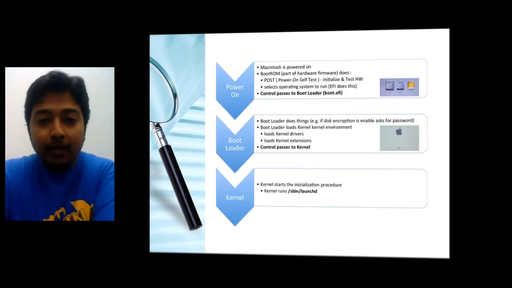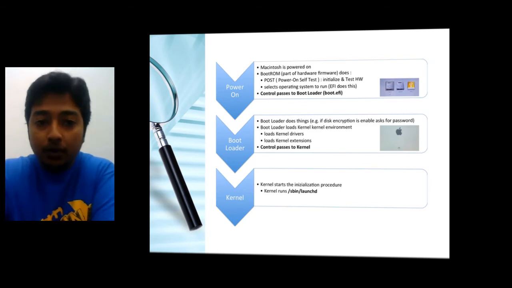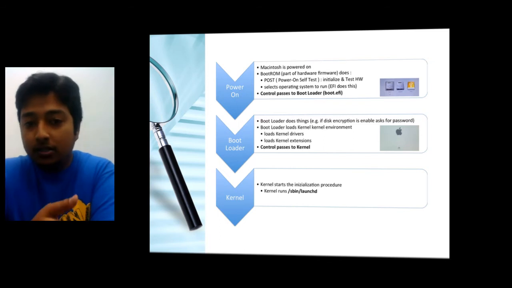Whenever the Macintosh system is powered on, there is one piece of hardware, the boot ROM, which does two things. The first is the POST process, which means the power-on self test. The POST process checks all the hardware devices installed on the system. It will check the RAM, the hard disk, and all the other input/output devices, whether they are working or not. If some part is not working, the power-on self test will fail, and the system won't start.